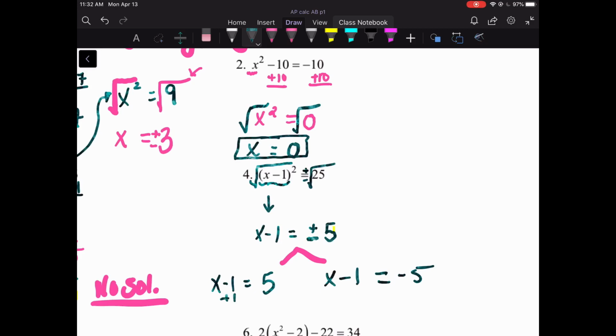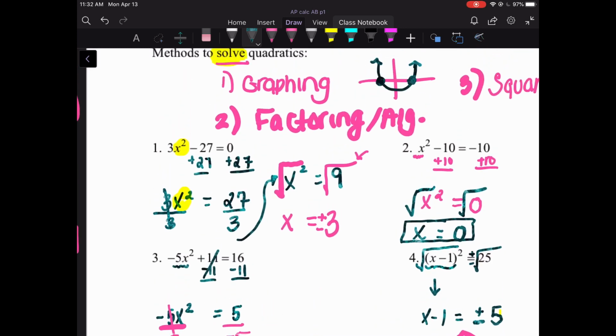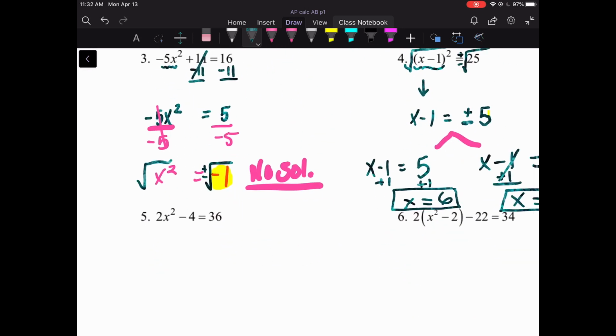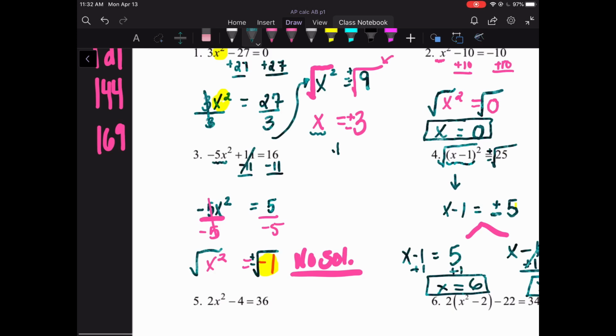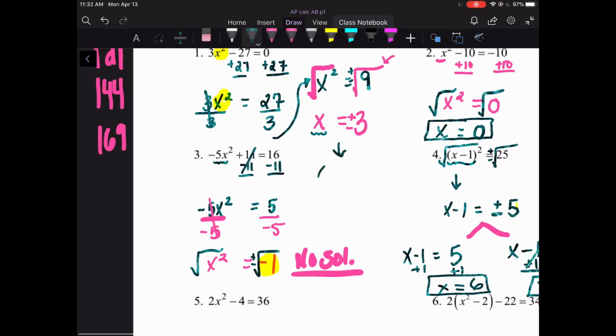On the left, when you add 1, you get x is equal to 6. On the right side, if you add 1 to both sides, you get that x is equal to negative 4. And those are your two answers. We did not have to do two separate equations up here because x was already alone. Just a quick note, you can leave your answer as plus or minus 3. You can also write x equals 3 and x equals negative 3.